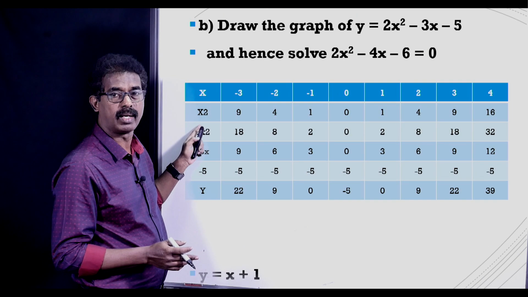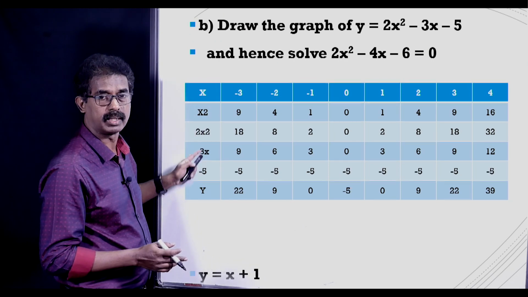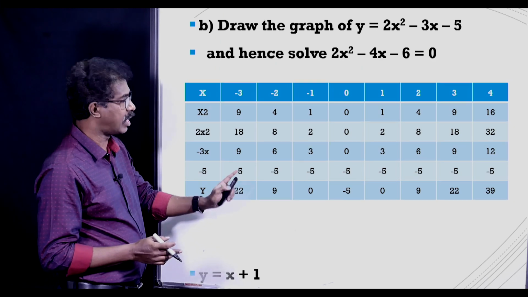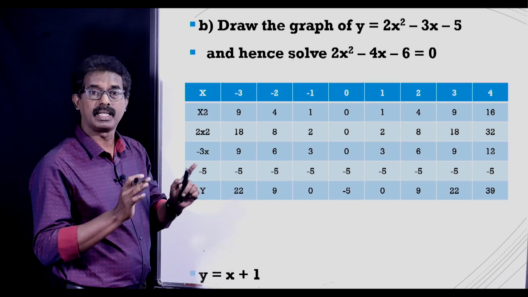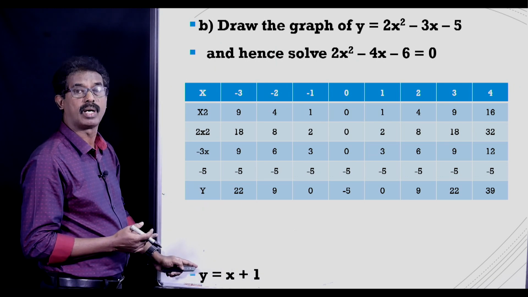Next what we want, x square, then we want 2x square. Then -3x, 5 and y, add it. You are getting the values. For this you can draw the graph. But they asked to solve some other one. For that you are getting an equation. I'm going to explain to you how we are getting this.